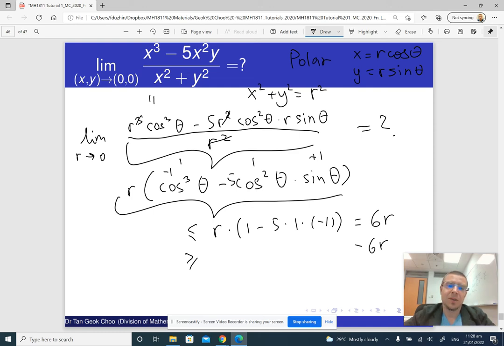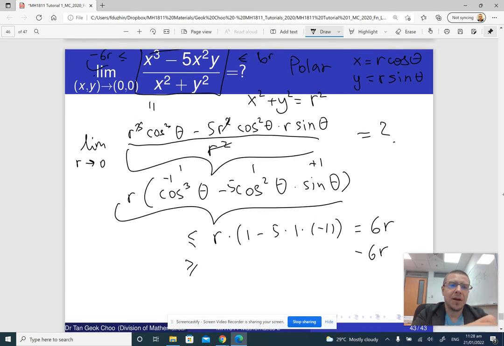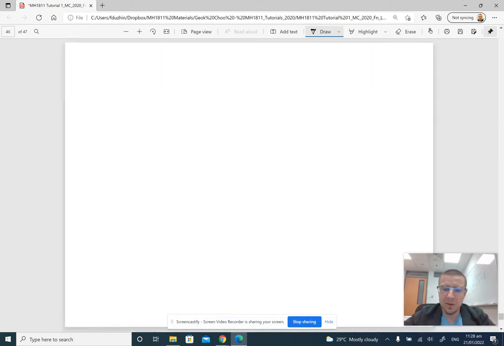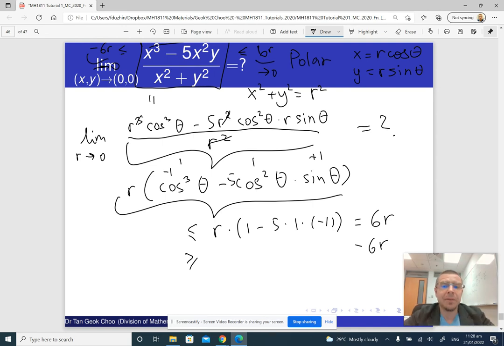All right, so what we see here is that the expression that we are estimating is less than or equal to 6r and bigger than or equal to minus 6r, and r approaches 0, so both upper bound and lower bound approach 0. So again by the squeeze theorem, the answer is 0. So in the end we've come to the same conclusion, of course.